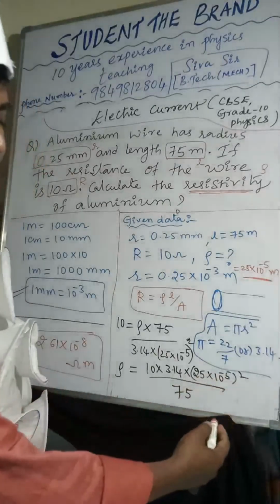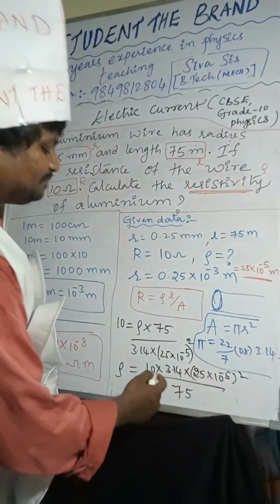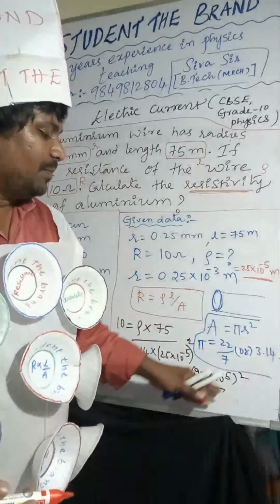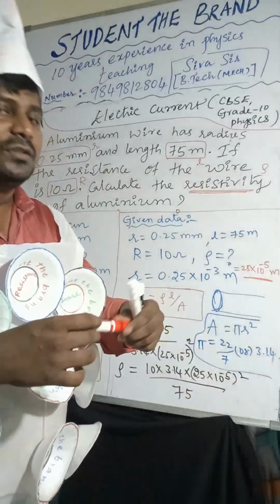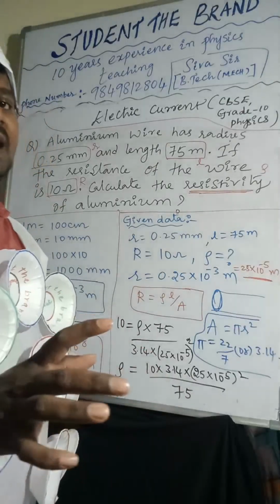So 5 you can cancel, 25 you can cancel with the table of 25. And here 31.4, so here 10 power 10. Like that we can use. Okay, so use your own calculation. Try to use your own calculation.